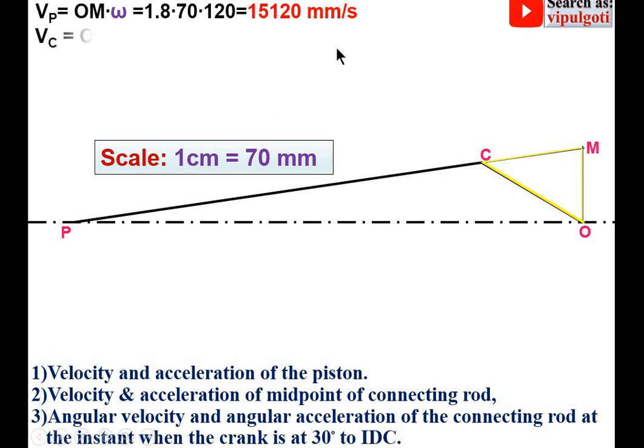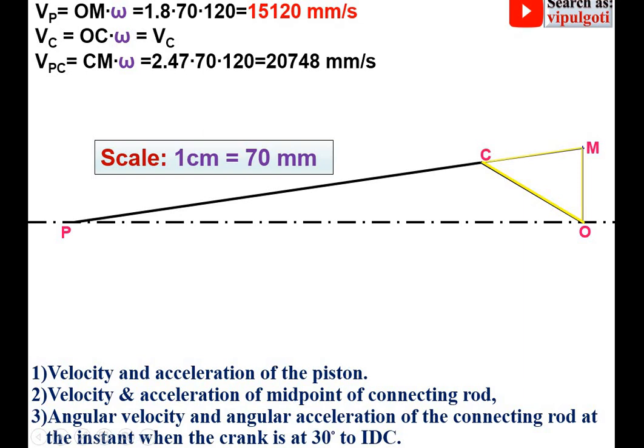Now next, OC represents the velocity of the crank. Once again, it is from the velocity diagram, so it must be multiplied by omega, but I have not found it over here because it is not in your objective. So this is your extra information.